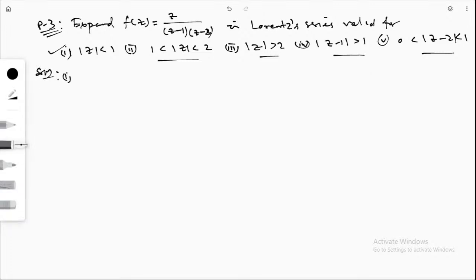So first I will write what is f of z. So your f of z is z divided by z minus 1 whole into z minus 2. Since this is in product form, I will use partial fractions so that this term will be separated. Then this will be 1 divided by z minus 1 plus 2 divided by 2 minus z by partial fraction.